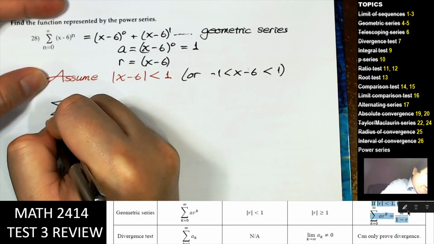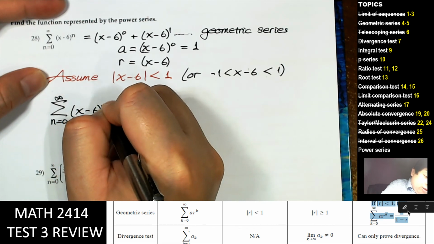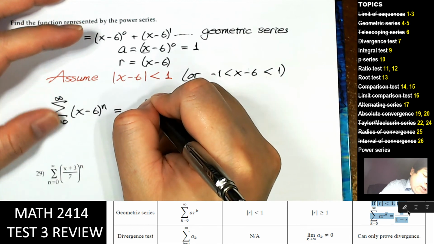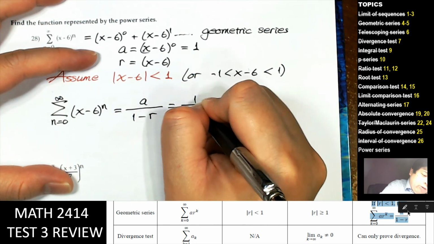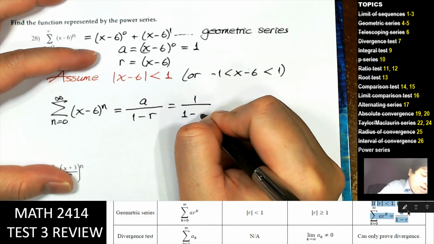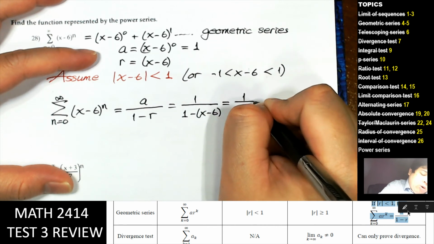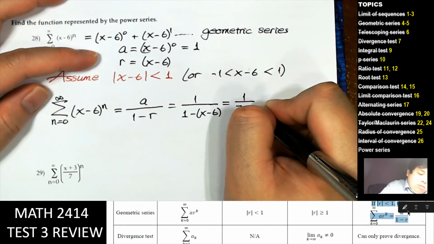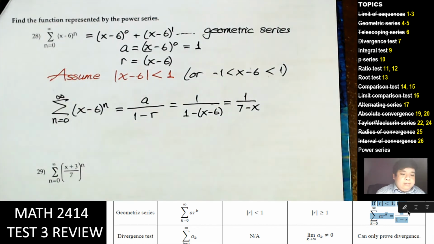a over 1 minus r, 1 over 1 minus x minus 6, which is 1 over 7 minus x. Right. So just like that.